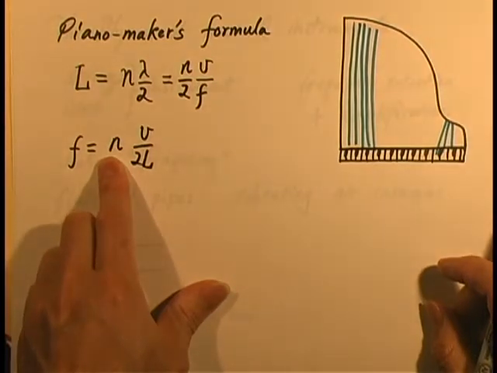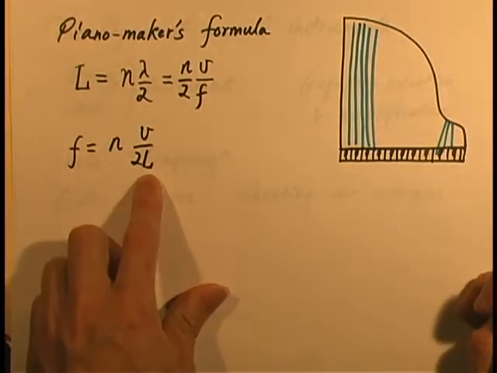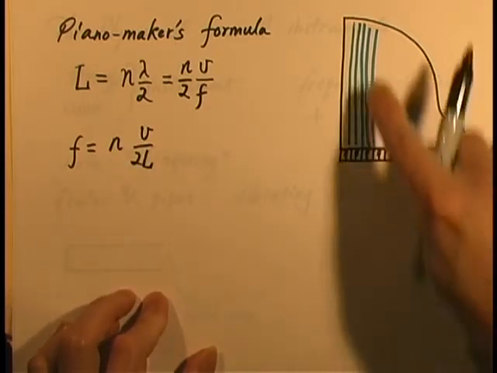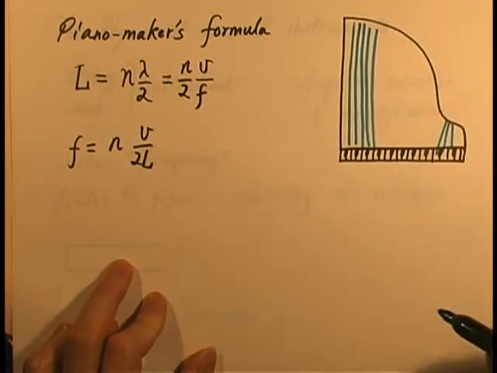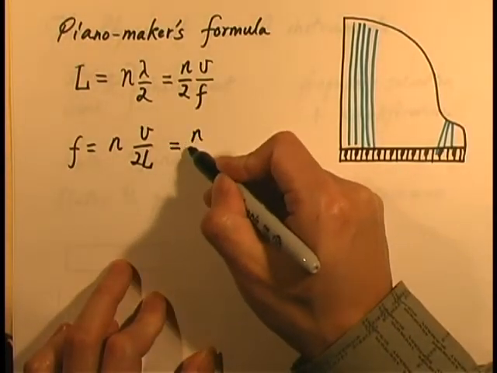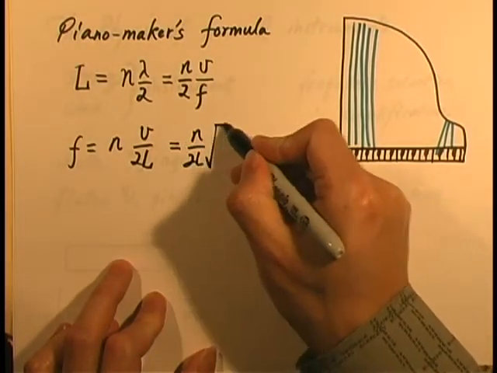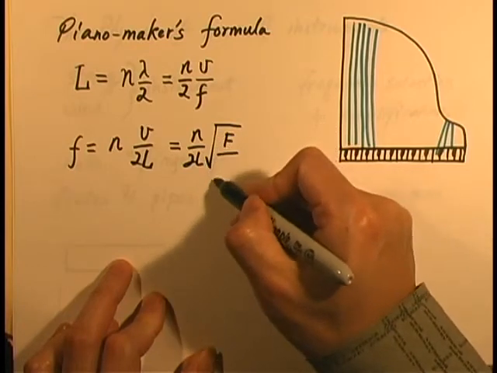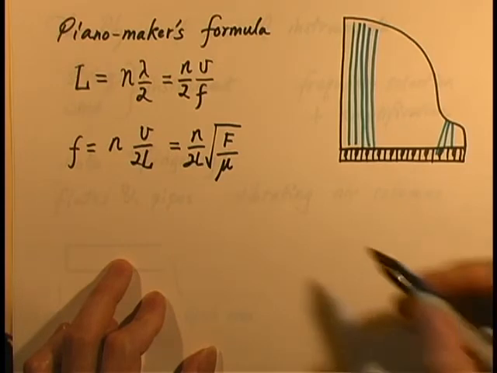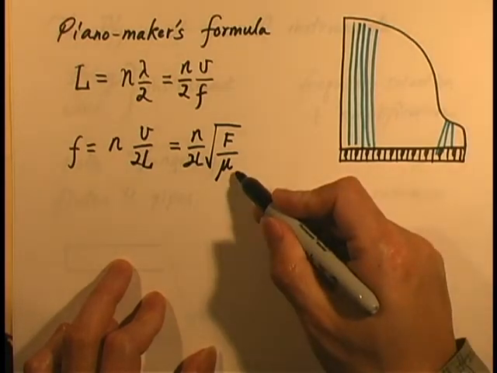N is an integer: 1, 2, 3, 4, whatever. L is the length of the string. What about V? V is the speed of the wave on that string, determined by the tension and linear mass density. So let me write this down here: N over 2L, square root of F over mu. That is the speed of the wave on the string as we learned in chapter 16.